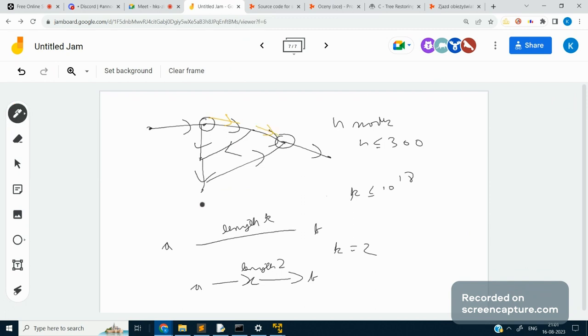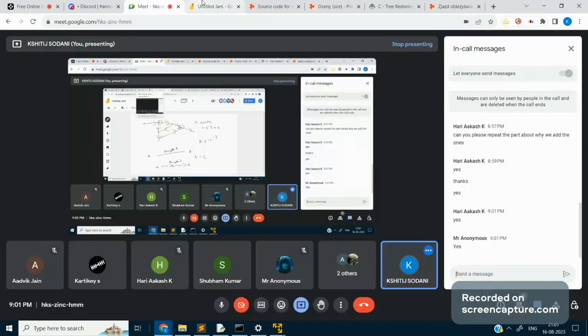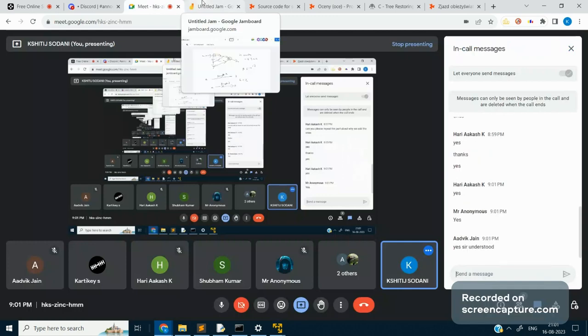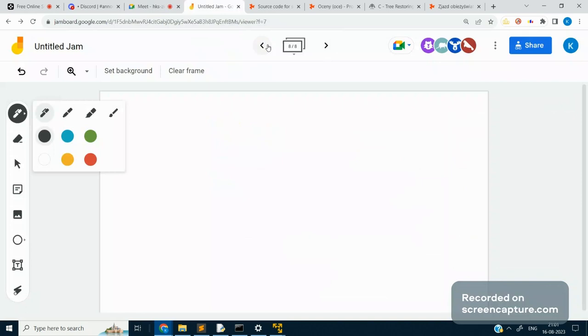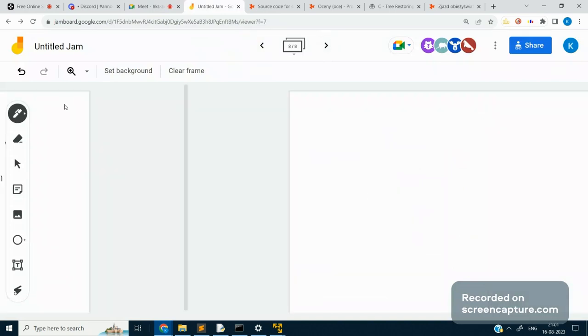So now if k is very big, can we still solve the problem? The graph can have cycles also. N is up to 300 and k can be as big as, say, 10 to the power 18. Okay. So now what we do is we try to form a matrix representation.